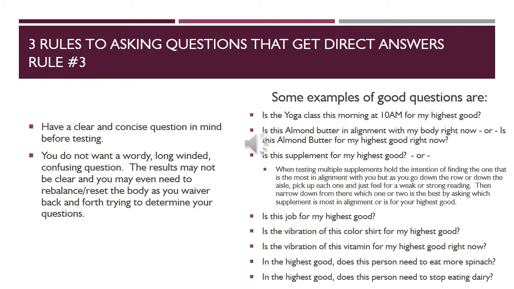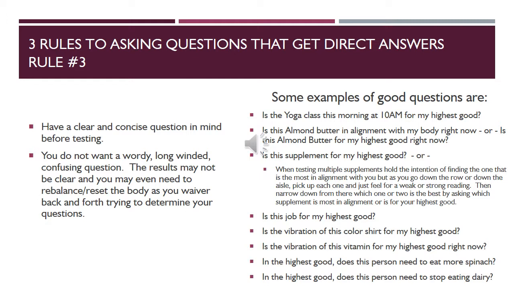Now, some examples of good questions, now that we've gone over the 3 rules, would be, if you were to have a choice between a 10 a.m. yoga class and a 4 p.m. yoga class, you could ask, is the yoga class this morning at 10 a.m. for my highest good? And then your body could discern for many different reasons, but it may be that you have a fluctuation in your energy field. It could be that you're in alignment with some vibration that is stronger in one class versus another. And your higher self, your innate, unconscious, subconscious knowledge will know which one you're in alignment with, and that's what you're wanting to feel, the vibration between each class.